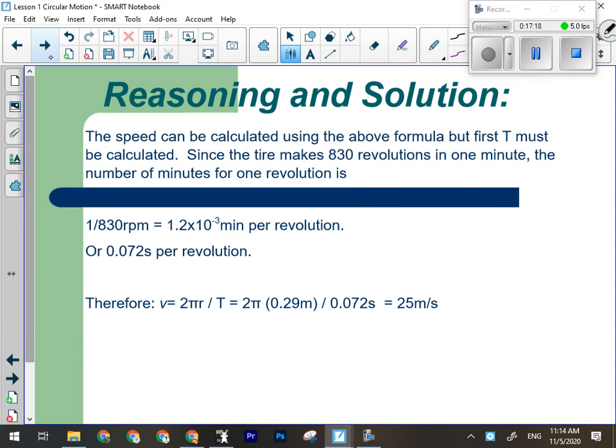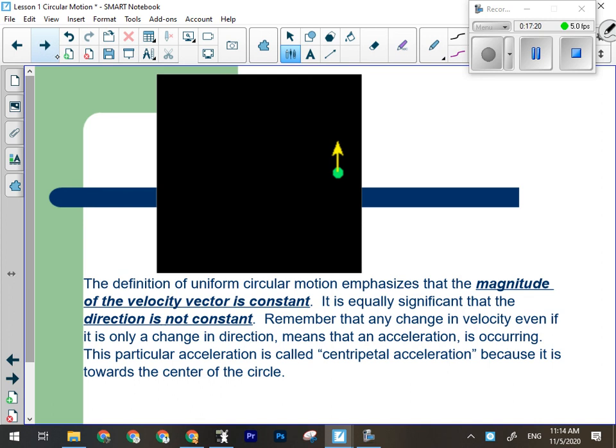So that's the math of what we just did there. For uniform circular motion, the magnitude of the velocity vector is constant. That means it's a constant speed. It's not speeding up or slowing down. But what is changing is the direction. Any change in velocity, even if it's just a direction, is still an acceleration. So this object is always accelerating.